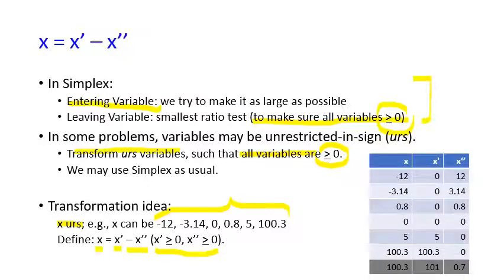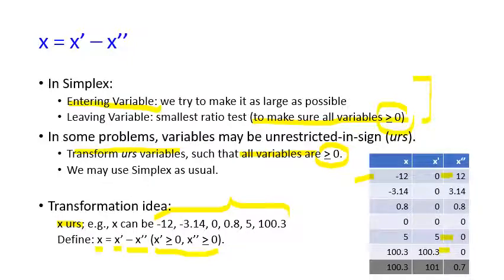So let's see this example one by one. If the x variable is minus 12, we may represent it with two variables, which are 0 and 12, right? Because 0 minus 12 equals minus 12. And then for minus 3.14, we may represent it as 0 and 3.14. And then 0.8 means 0 and 0.8. 0 means we may represent it with 0 and 0. 5 means we may represent it with x prime equals 5, x double prime equals 0. 100.3 will be represented by 100.3 minus 0.